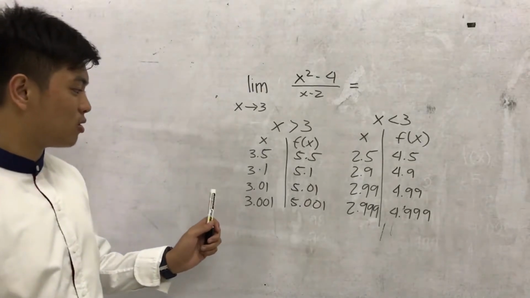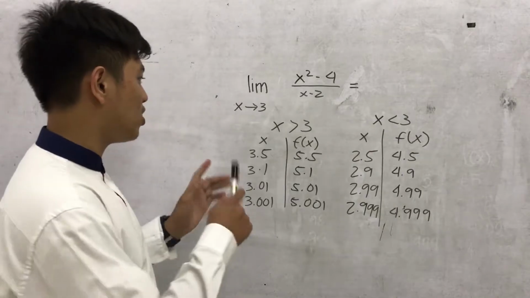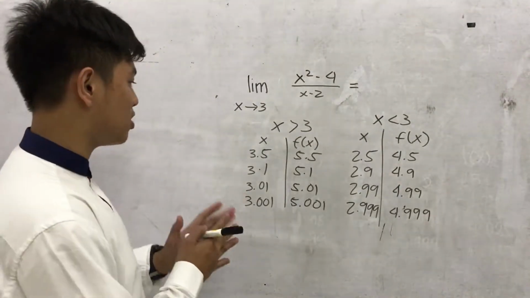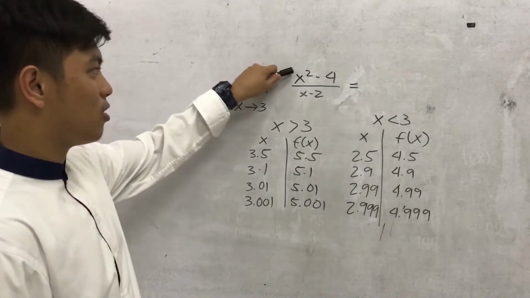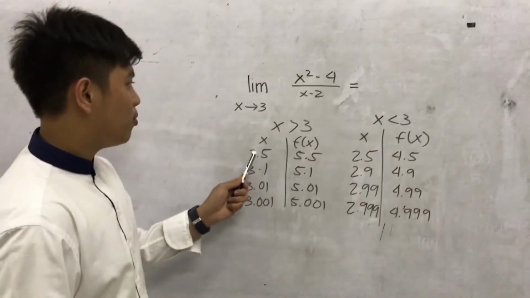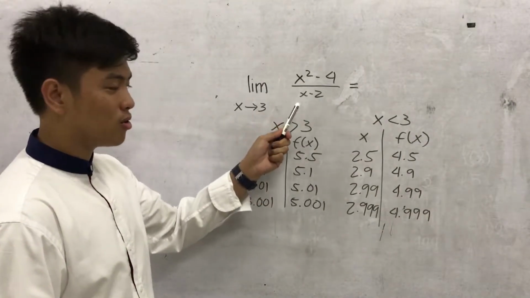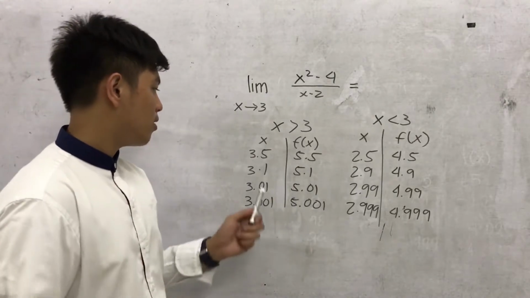3.01 is greater than 3 but approaches 3. After you get this, you need to substitute into this equation, which is 3.5 substituted, you'll get 5.5.